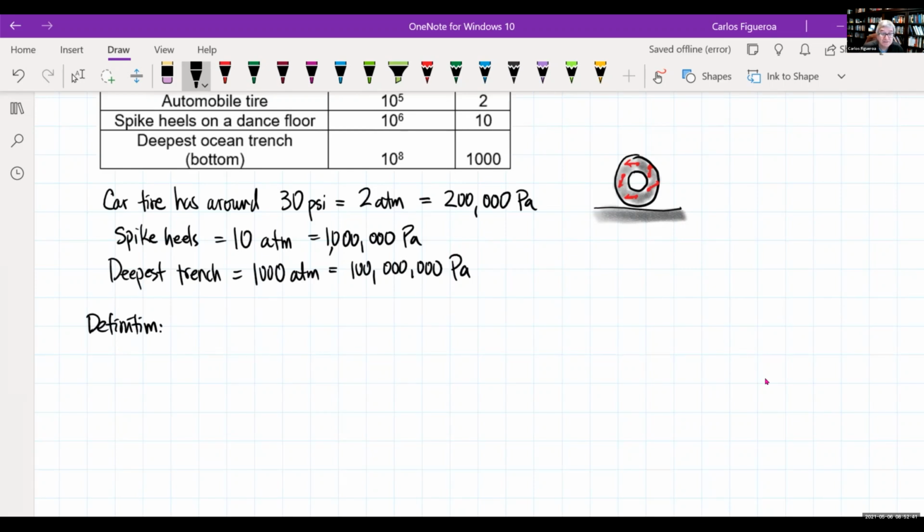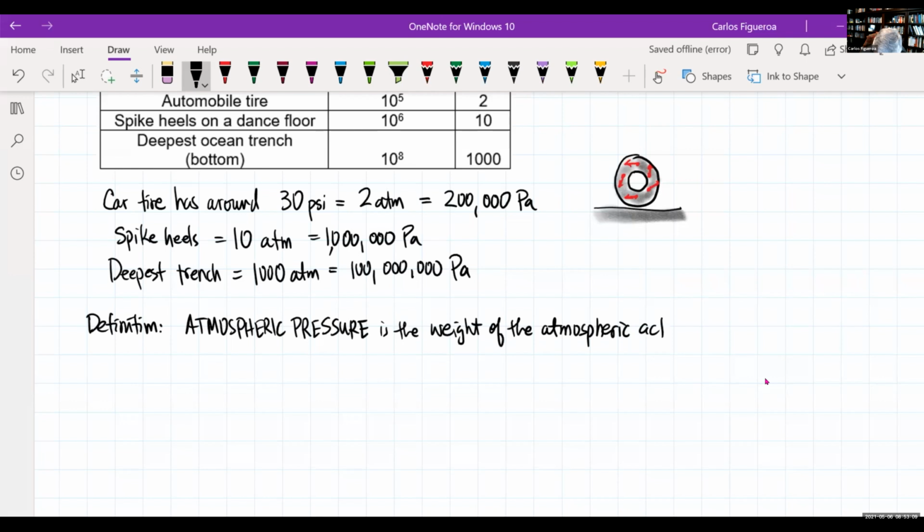Our definition goes like this. Atmospheric pressure is the weight of the atmosphere acting on you. So when I go and I look at this guy, this is what I mean by this.